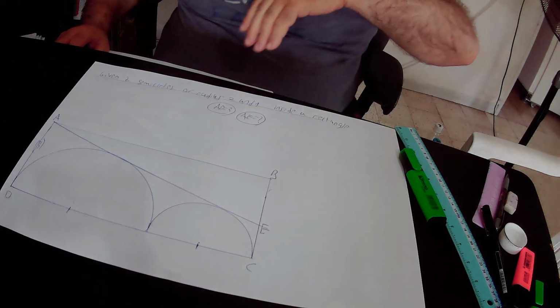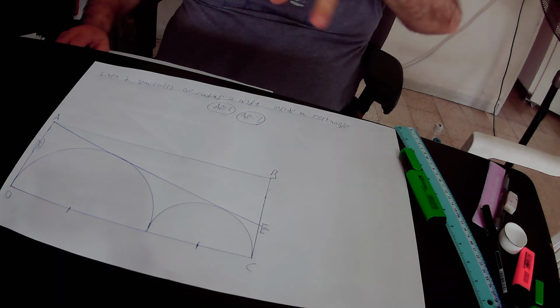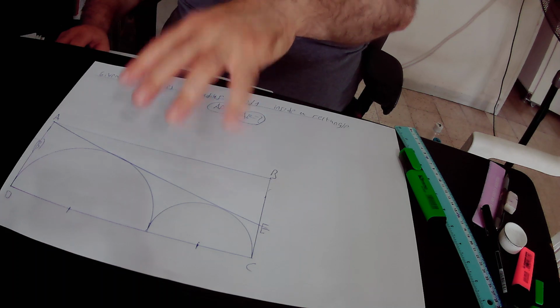Hello, in this lecture we'll find out the length of line segment AE. In the drawing we have rectangle ABCD. Inside this rectangle we have two semicircles.